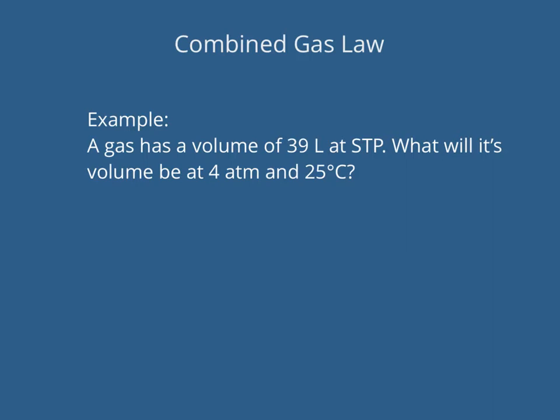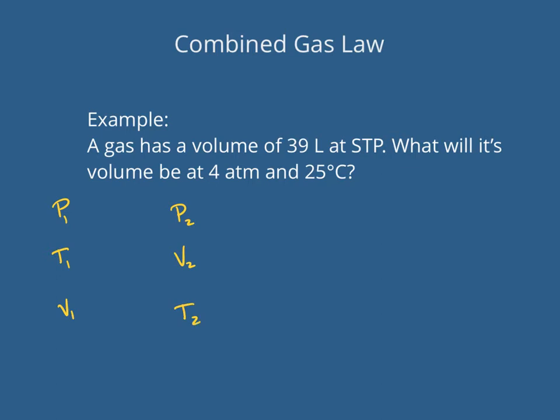If a gas has a volume of 39 liters at STP, what will its volume be at 4 atmospheres and 25 degrees Celsius? So for all of your gas law problems, what I recommend is organizing yourself first. Pull out all of your variables so that you can see what you're working with and what you have to solve for. So first, let's have our P1, T1, and V1, and then our P2, V2, and T2.